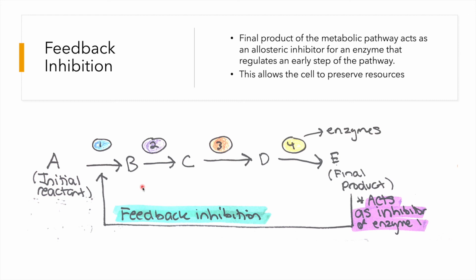In this diagram of a metabolic pathway, each letter represents a different step of the metabolic pathway, regulated by 4 different enzymes. The final product, E, acts as an allosteric inhibitor of enzyme 1, inhibiting its activity and stopping the pathway.